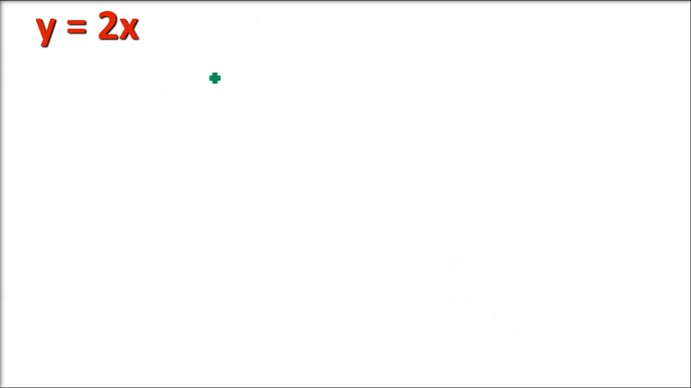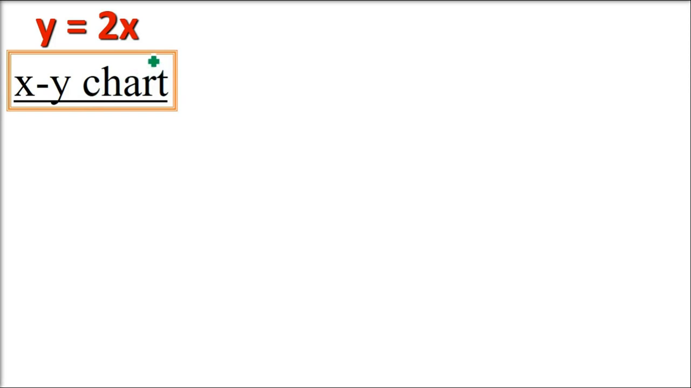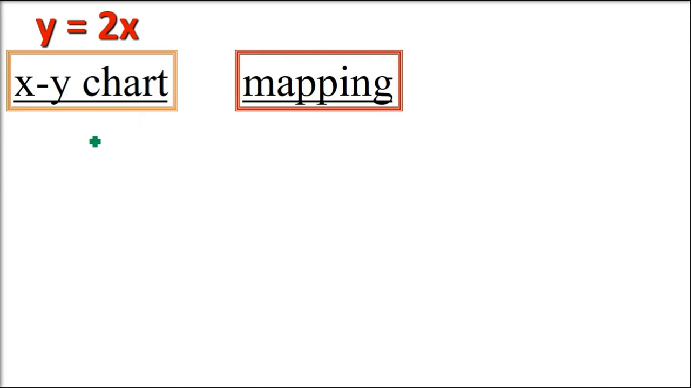A relation will be on some condition, and a function comes out of a relation only. A function is a subset of a relation. How do we write it? There are certain ways to represent a function. We can make a chart, or we can represent it through mapping.